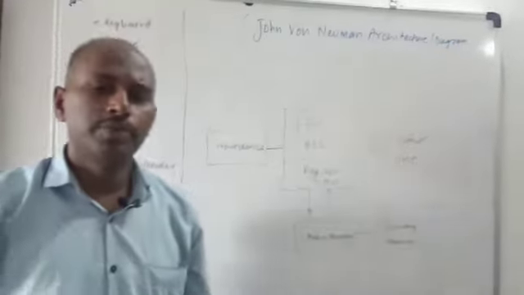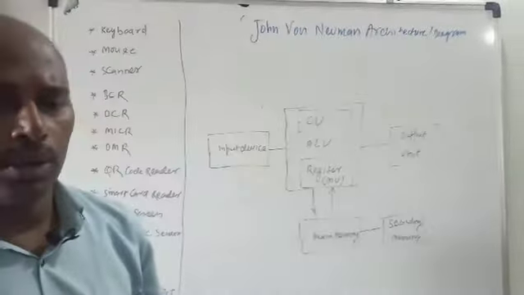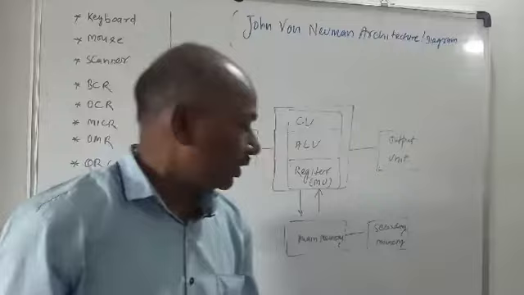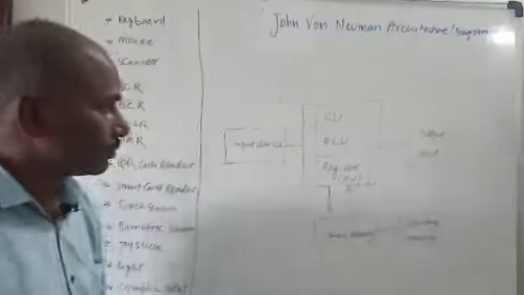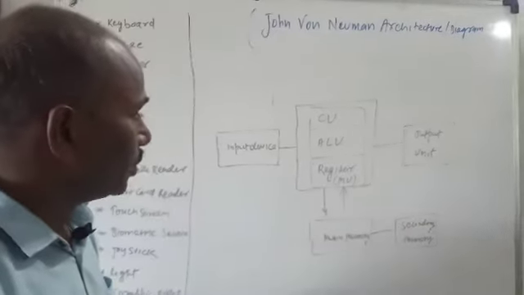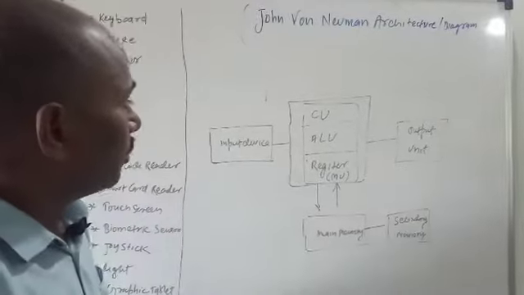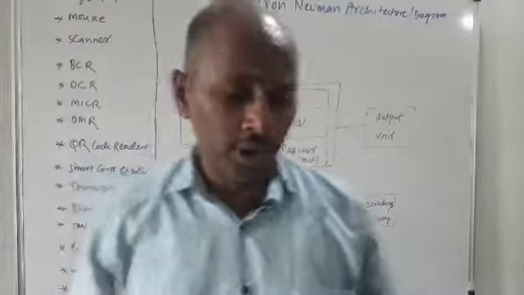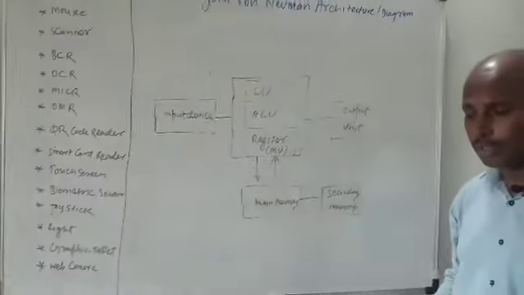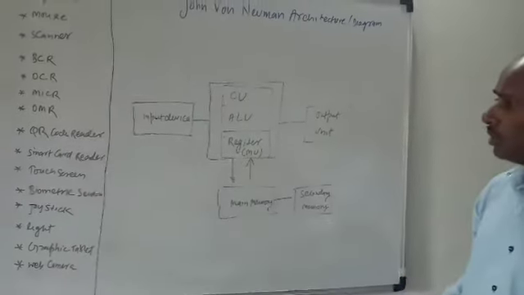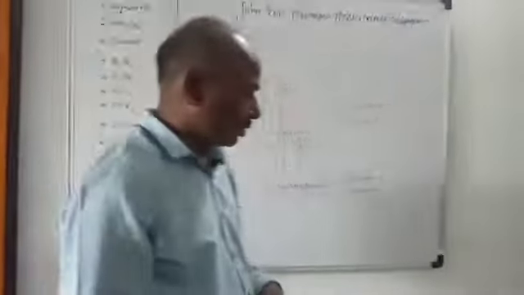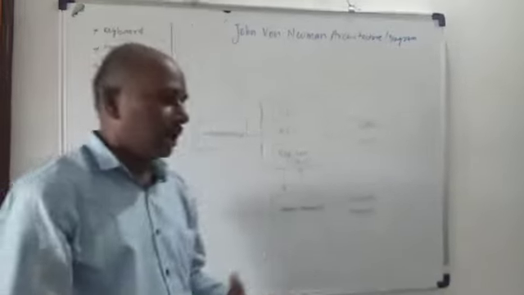Students, in the previous video I was discussing John von Neumann architecture, and in this video I am going to add some more points to this diagram. Students, you can see this diagram. Why is this diagram very popular to discuss in this class? Because our modern computer is based on this diagram. Without this diagram, it is not possible to run our modern computer.